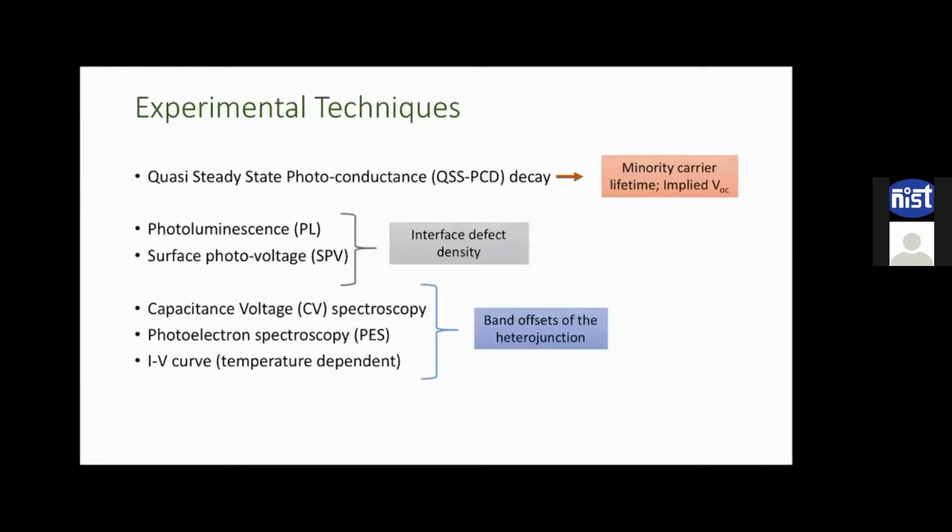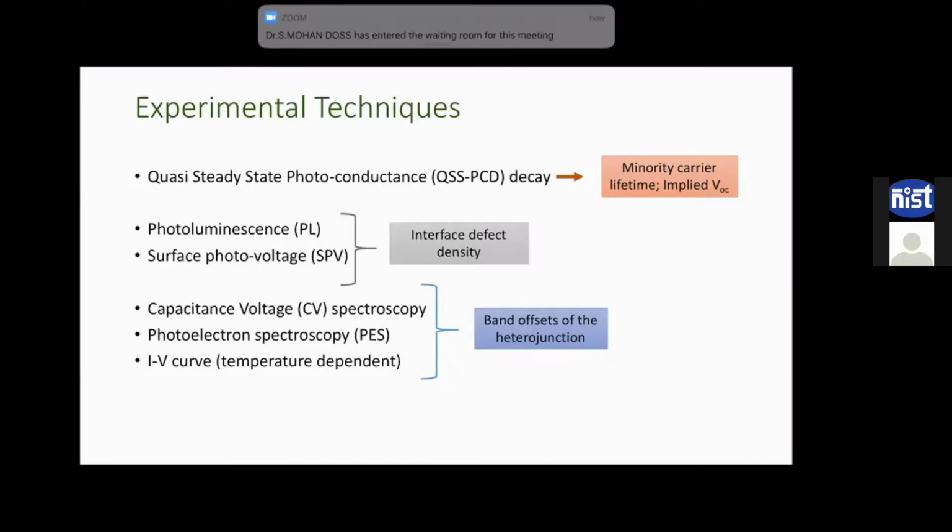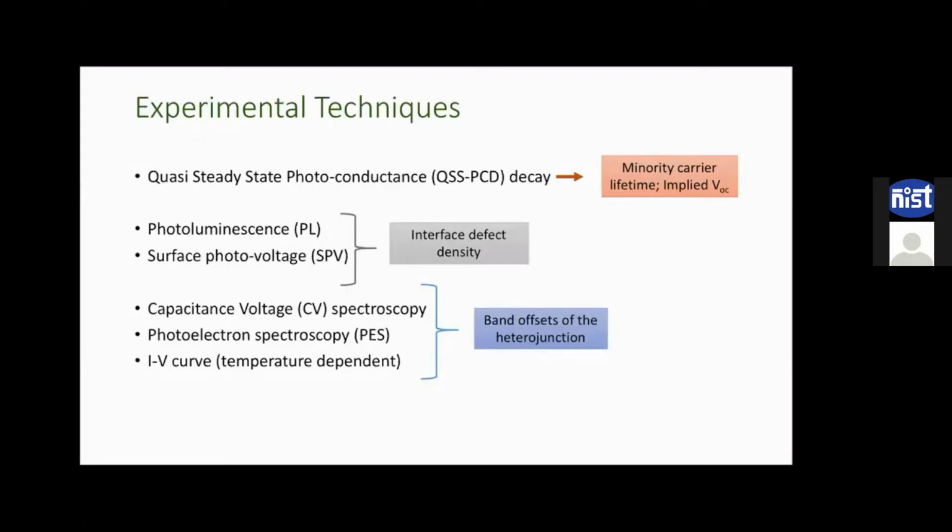Now, there are several experimental techniques available to quantify the important parameters. That means by the important parameters, I mean the minority carrier lifetime or the interface defect densities or the band offsets at the heterojunction. Because of this time restriction, it is not possible to talk about all the experimental techniques, but let me introduce a very nice and beautiful setup or measurement technique to quantify the minority carrier lifetime inside a crystalline silicon wafer.